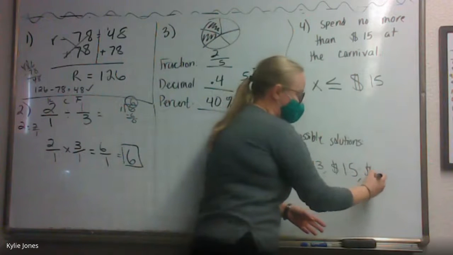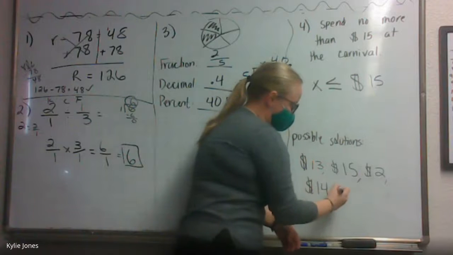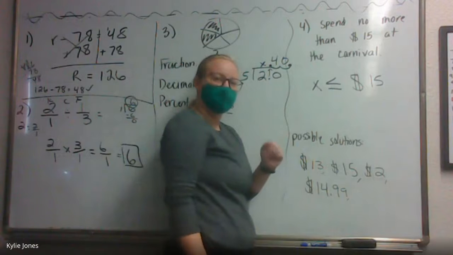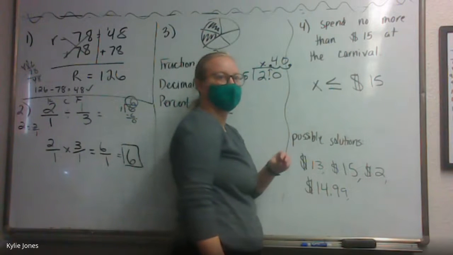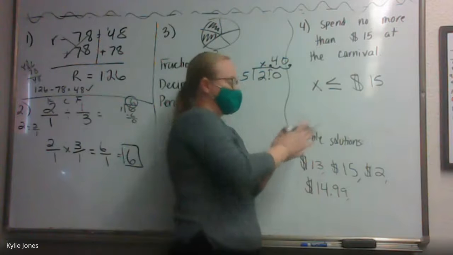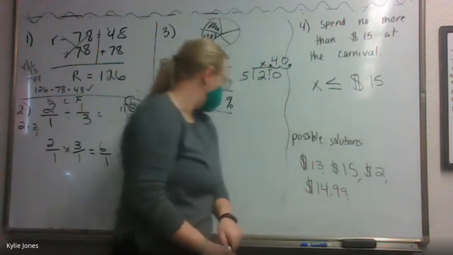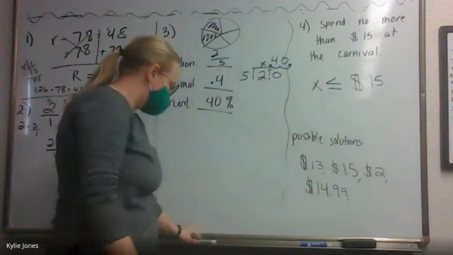We can spend $2. We can spend $14.99. Can I spend $15.02? Nope, don't have 2 cents. 15 and 75 cents? Oh, I thought you said 15. Yeah, anything that's from $0 to $15 you can spend. Any combination of numbers, okay? So, cool. All right, there's our warm up.